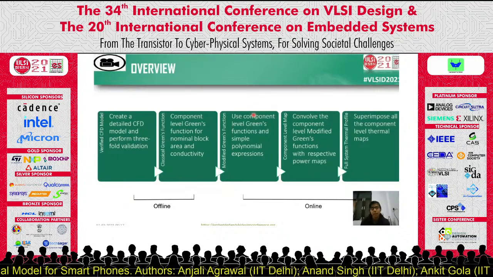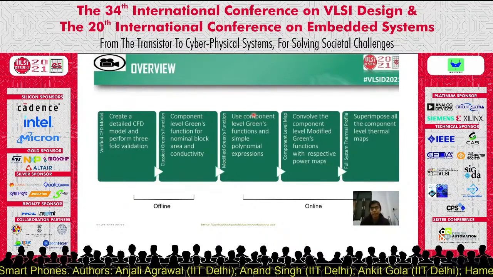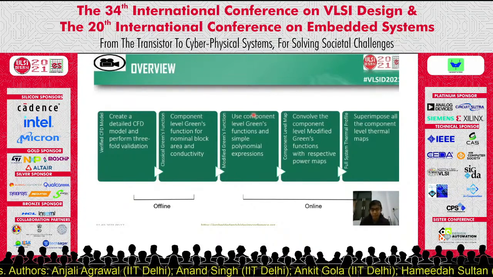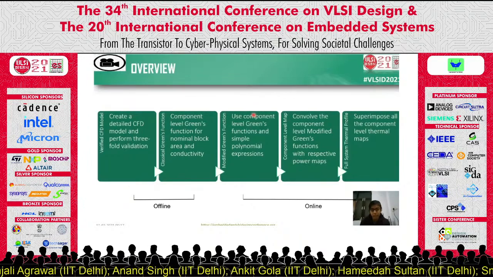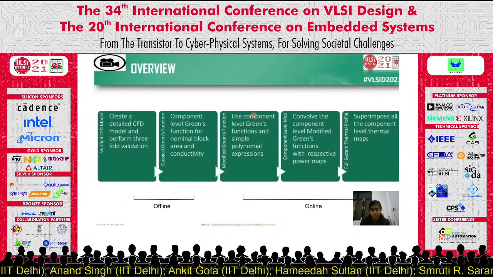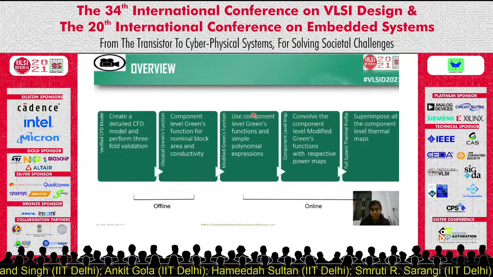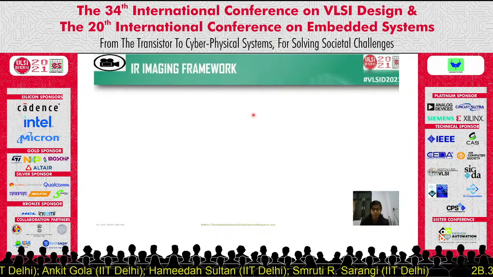Now we convolve the component level modified Green's function with the respective power map to obtain the component level thermal profile. And then we superimpose all the component level thermal maps to obtain the full system temperature profile.